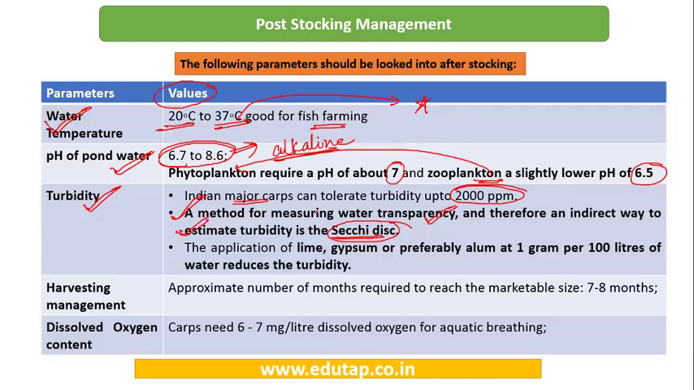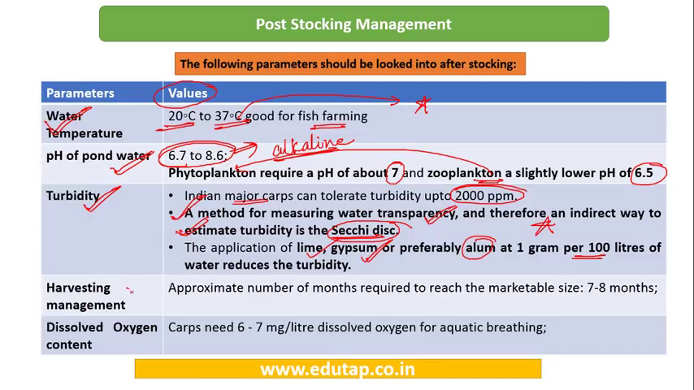Now, what is a solution for this? If the water is too turbid, what you need to do, you have a solution. You can apply lime, you can add gypsum, or you can add alum at the rate of 1 gram per 100 liters of water. So understand this, there can be a probable question: to reduce turbidity, what can be added, right?